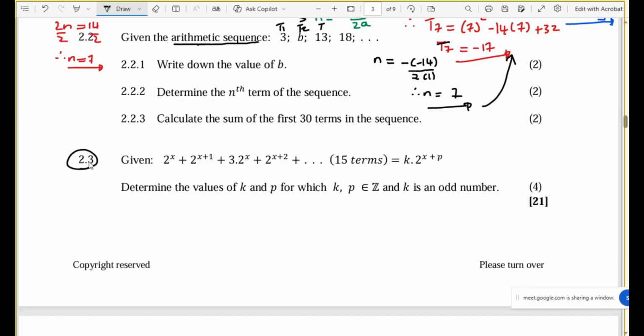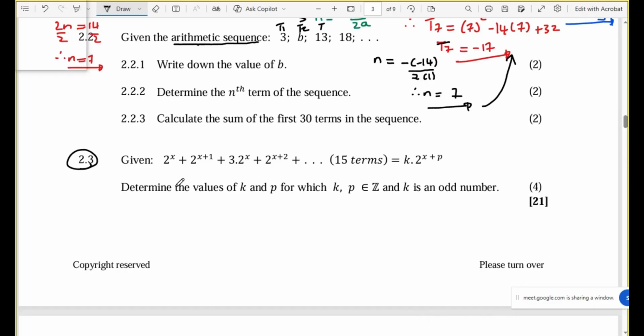2.3. I know that when you look at 2.3, maybe someone might think this one is going to give us tough times, but no. Let me just have my light on, then we'll try to work on this.